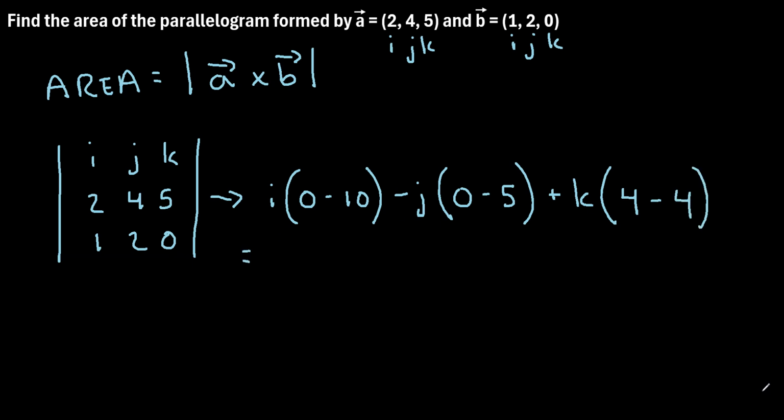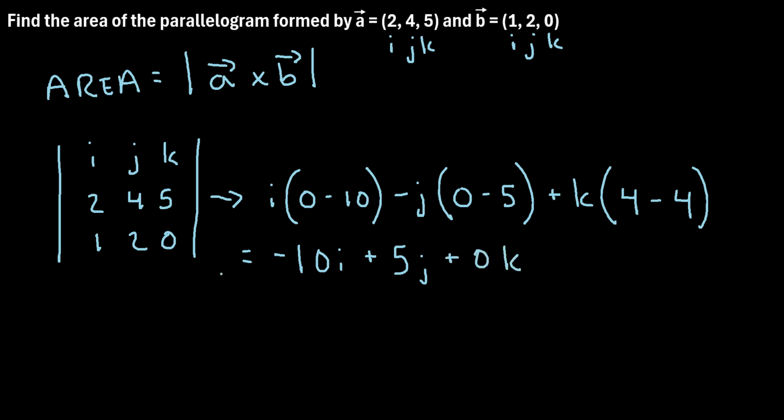So here's what we get. 0 minus 10, that's negative 10. So we can say negative 10i. Negative j times 0 minus 5, that's negative 5. But since this is a negative 1 right here, that becomes a positive. So we'll say plus 5j. And then here we have 4 minus 4, which is 0. So we'll say plus 0k.